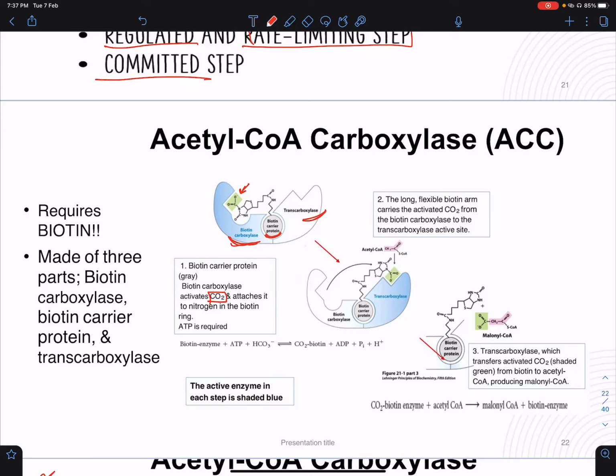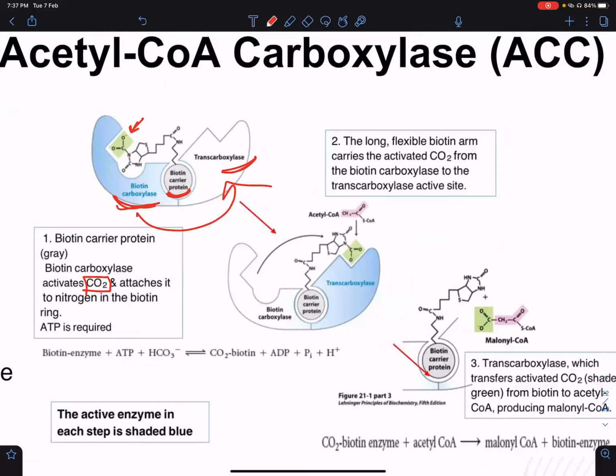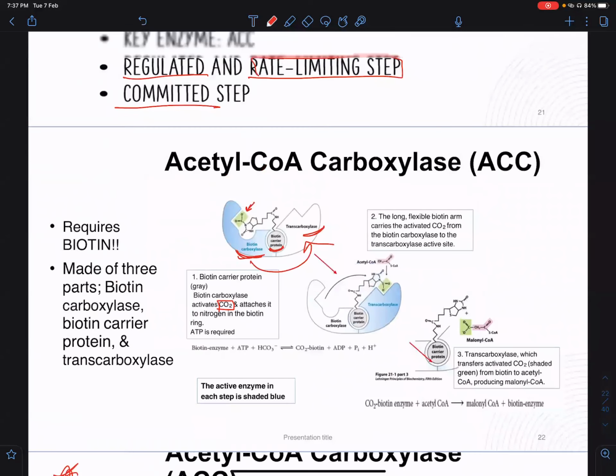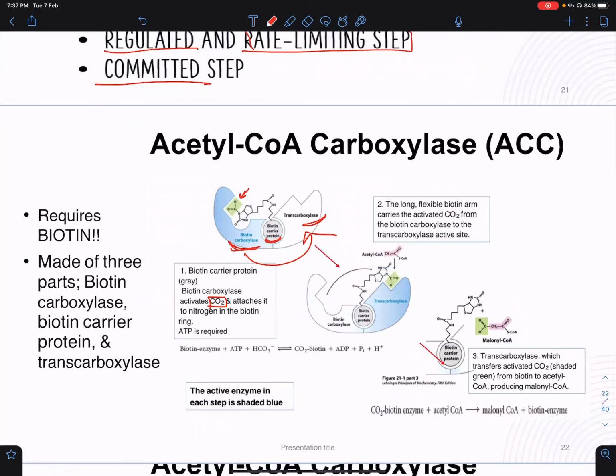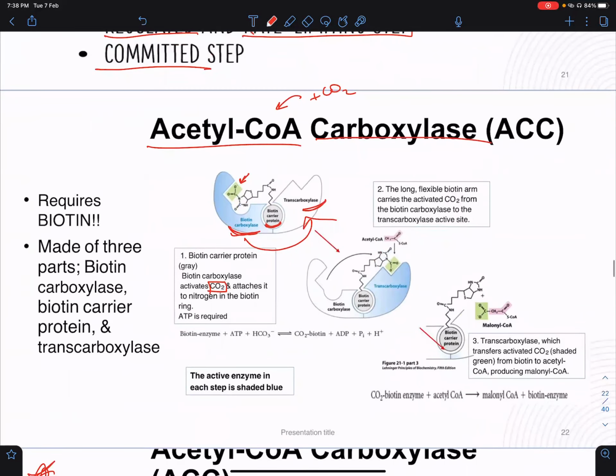Okay, second step, the biotin carrier protein is gonna move this biotin from the biotin carboxylase side to the trans carboxylase side, as you can see here. Then all it's gonna do is carry the activated carbon dioxide to the acetyl-CoA, okay, to form malonyl-CoA. So malonyl-CoA is just carboxylated acetyl-CoA. From the name, acetyl-CoA carboxylase, all we're doing is really adding a carbon dioxide to the acetyl-CoA. So that's all that's happening here.